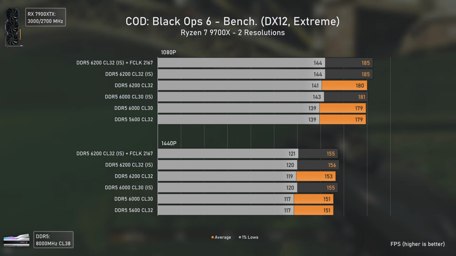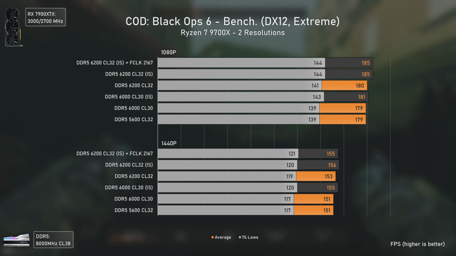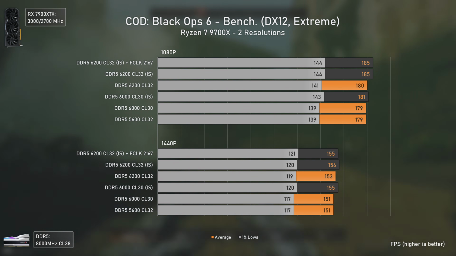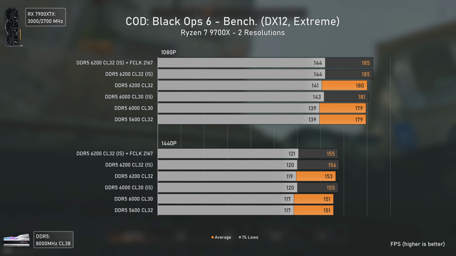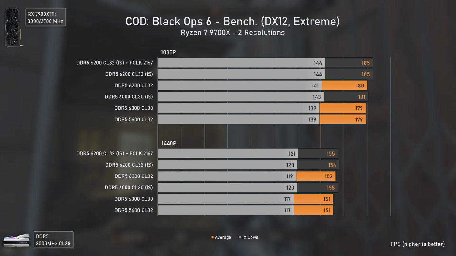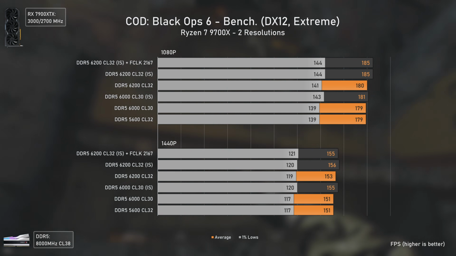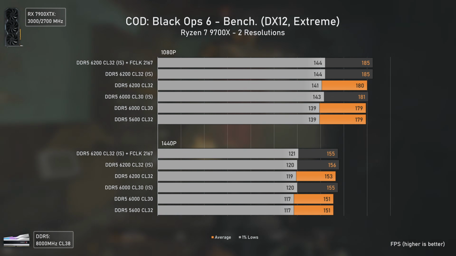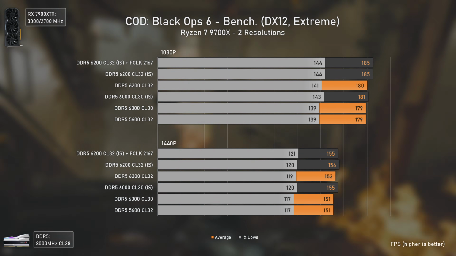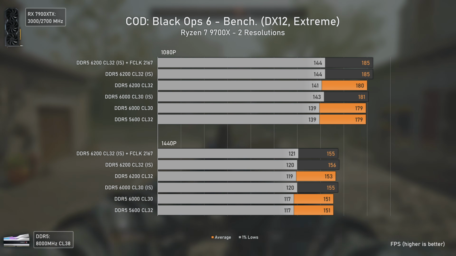In Call of Duty Black Ops 6 we're using the inbuilt benchmark and we're mostly GPU bottlenecked here, with the difference being really small performance-wise. And this means that in most situations you would be able to play with the Ryzen 7 9700X at over 180 FPS with no issues, even with slow RAM.